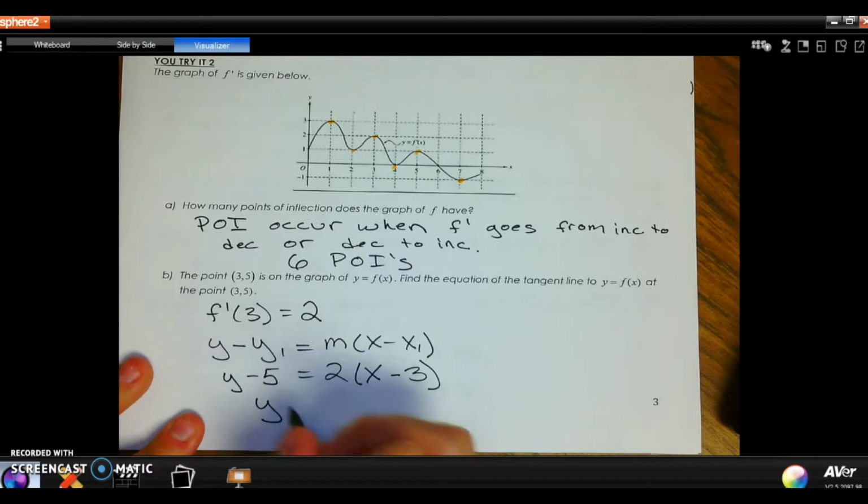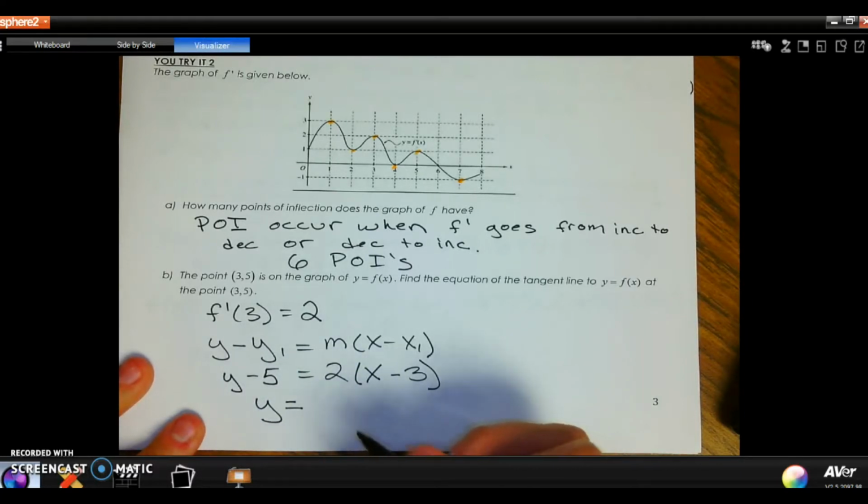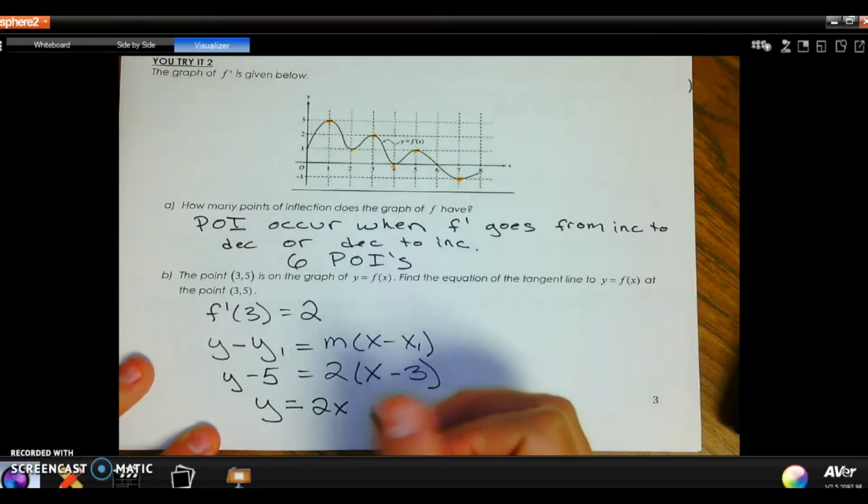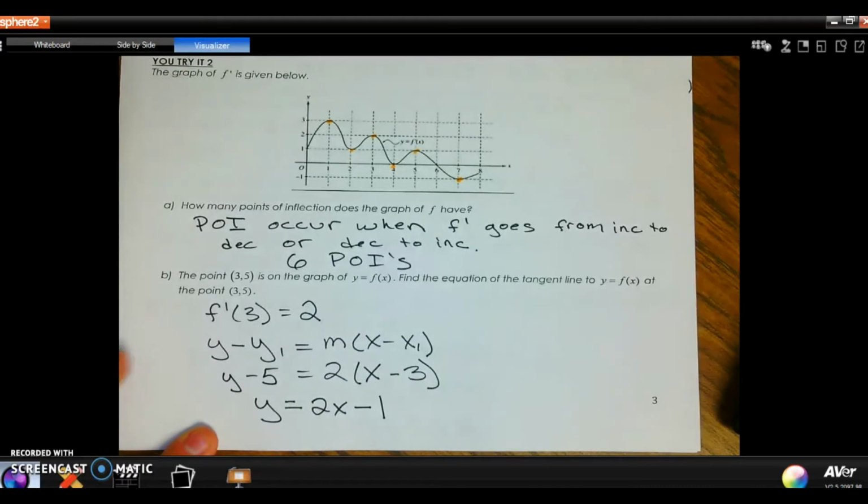If you wanted to go on and solve, especially if it was a y equals, let's see, that'd be a 2x. You get minus 6 plus 5. So that would be a negative 1 there. All right, and that is some extra examples on the day 3 notes. Stay tuned for the homework.